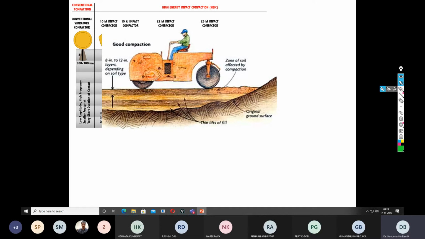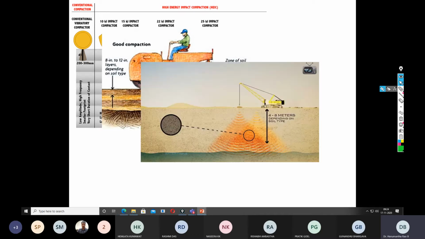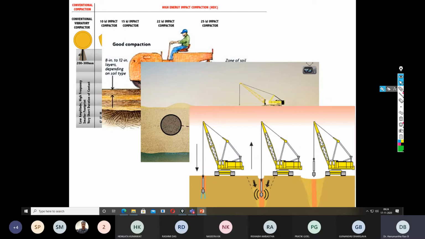Now, wherever there is a limitation and we need to improve or densify the soil to further depths, we went for dynamic compaction, which is effective up to a little deeper depths, that is 15 meter or even up to 20 meter. Now just imagine a situation where in the field you are asked to improve the soil even further, say more than 20 meter.